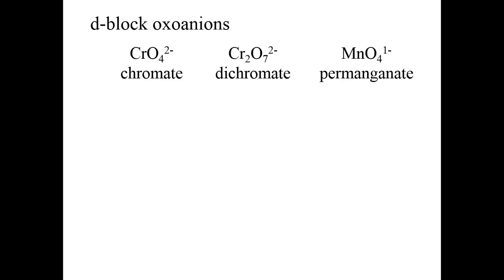There are 3 oxoanions that we will be using that contain d-block metals. Chromate has 4 oxygens and a 2- charge. Dichromate has 2 chromium atoms and 7 oxygens with a 2- charge. Permanganate has 4 oxygens and a 1- charge. Notice again the use of the suffix "ate" and the prefix "per."